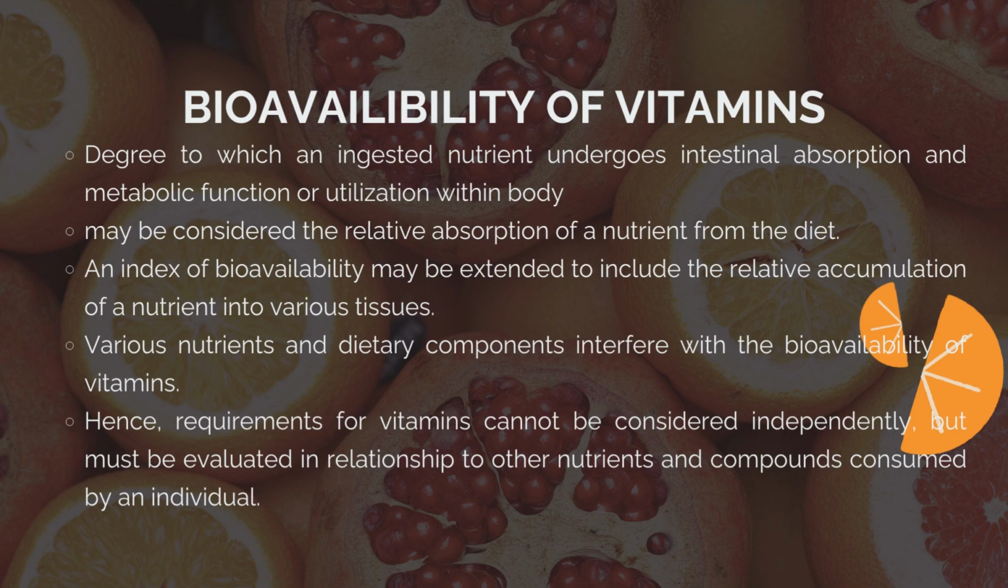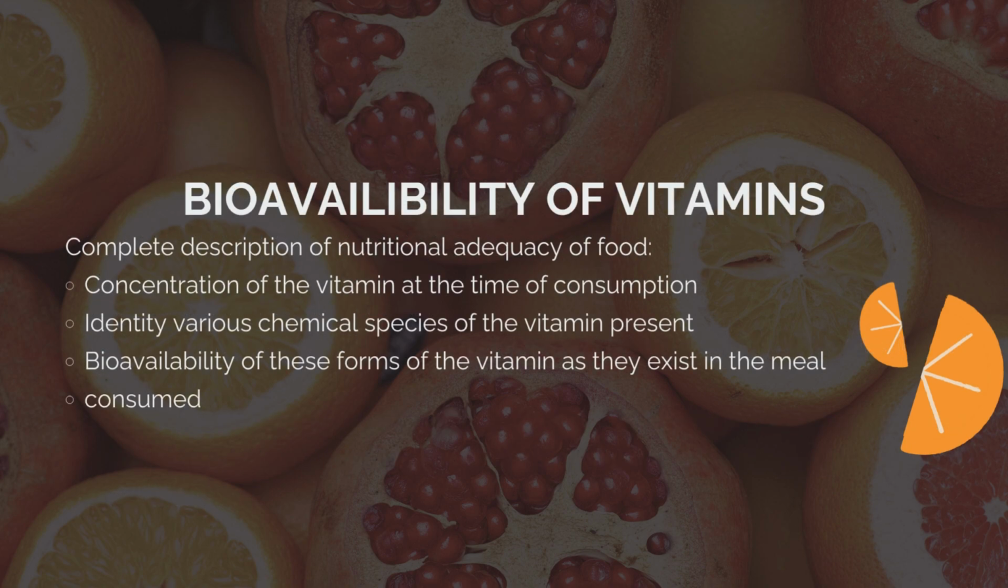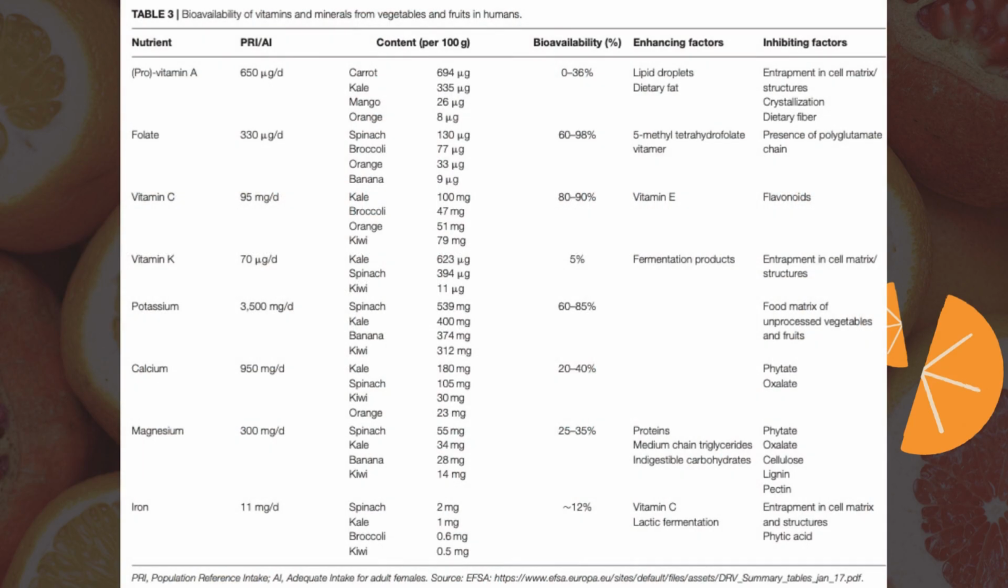Hence, requirements for vitamins cannot be considered independently, but must be evaluated in relationship to other nutrients and compounds consumed by an individual. A complete description of the nutritional adequacy of food must be measured based on several parameters, including concentration of the vitamin at the time of consumption, various chemical species of the vitamin present, and bioavailability of these forms of the vitamin as they exist in the meal consumed. Table 3 shows the bioavailability of vitamins and minerals from vegetables and fruits. In human food processing, such as fermentation, can enhance the bioavailability of some vitamins such as vitamin K.